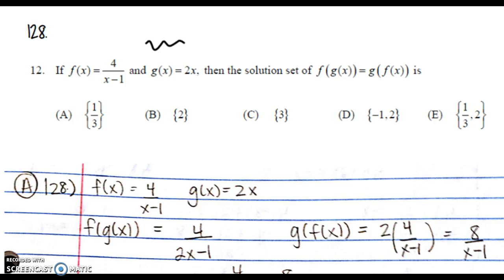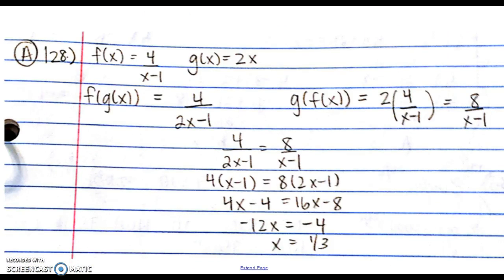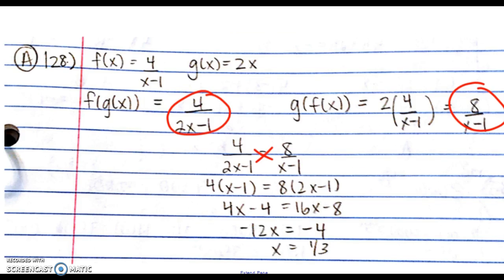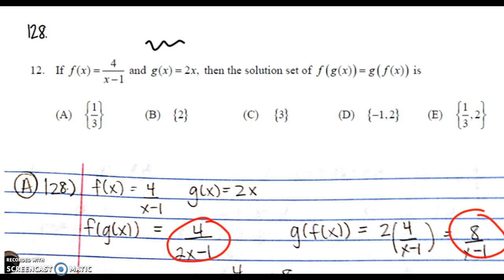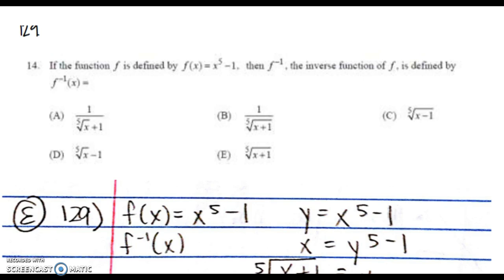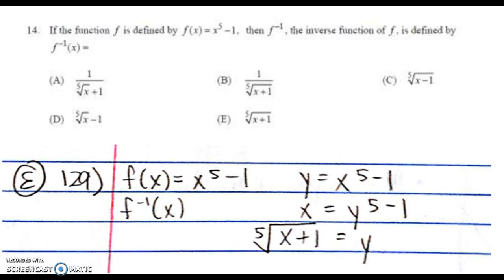We have an f function, we have a g function, and it wants to know when, if we compose them in both directions, they are equal to each other. So basically you need to compose the function f of g of x and g of f of x. When you do your composition, these are your two answers. Set them equal to each other and go from there. I just cross multiplied, and you end up getting x equals 1/3. Finding the inverse, you switch your x and your y. Shouldn't be anything too crazy.